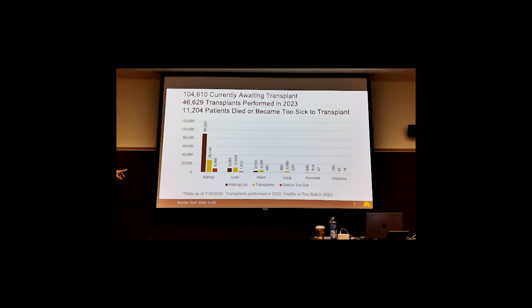You can't see some of the reds as they get smaller, but you can see the numbers there. So almost 8,500 people last year died or were removed from the kidney list because they became too sick to survive a transplant. Okay, so that is the supply-demand situation we're dealing with here. This is the demand side.